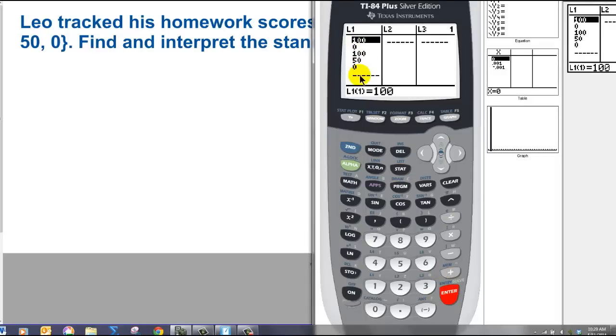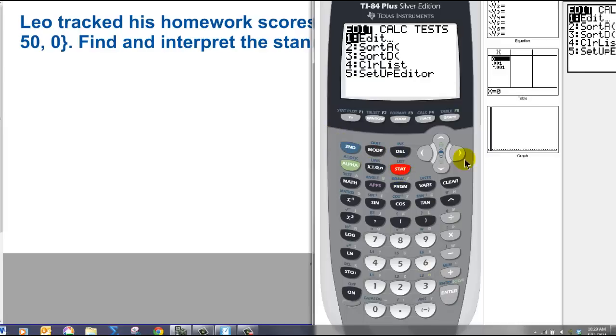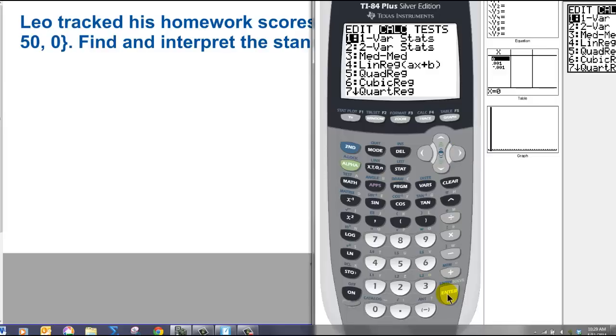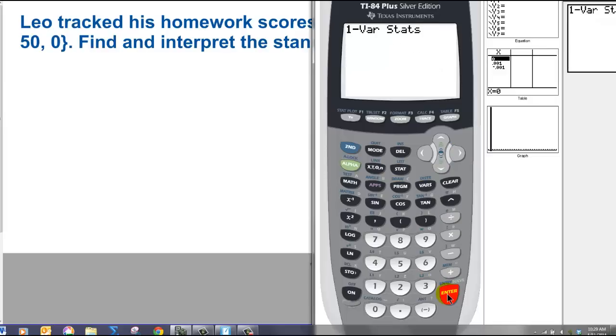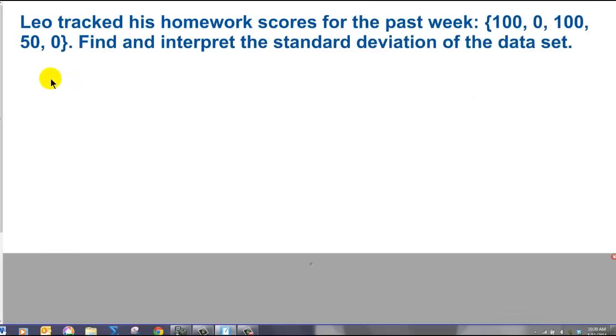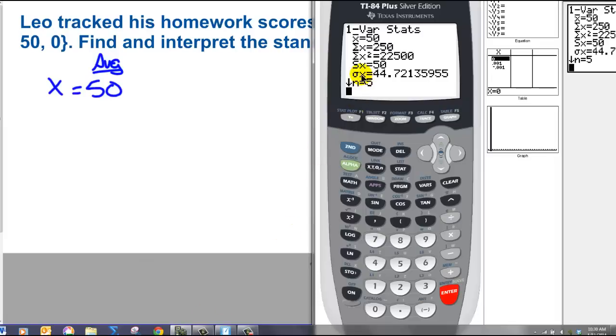Now, one of the calculations that our calculator will do under one variable statistics is the standard deviation. It's a commonly used calculation. So if we quit out of this, hit stat, calculate, one variable statistics. Remember, if we just hit the one variable statistics and then enter, it will go right to list 1. So we notice that our average is 50 in this case. And let's go back to that screen again. Right here is our standard deviation.